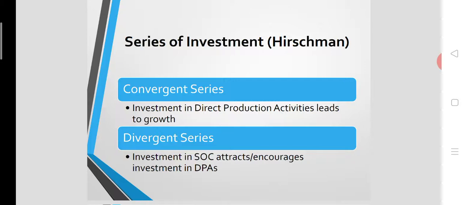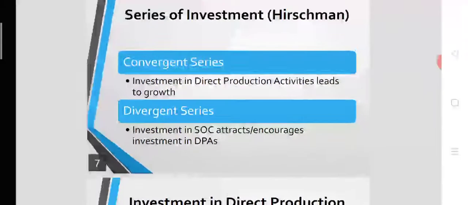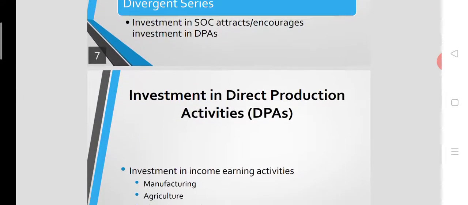That means investment in SOCs will attract new investment in direct production activity. Direct production activities are the directly income earning activities. That could be the agricultural sector, the manufacturing sector, the construction sector, or the services also. And investment in public infrastructure will surely stimulate the investment in direct production activity. That is divergent series of investment.